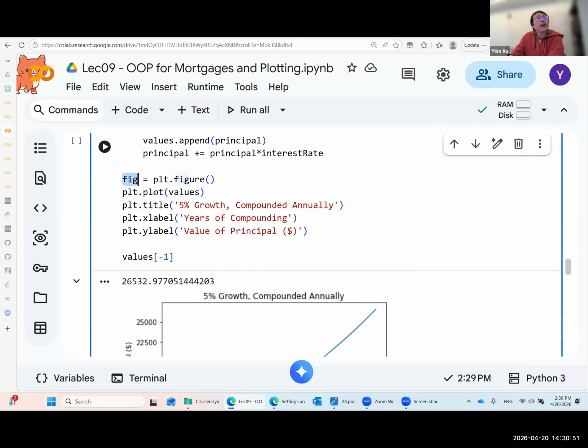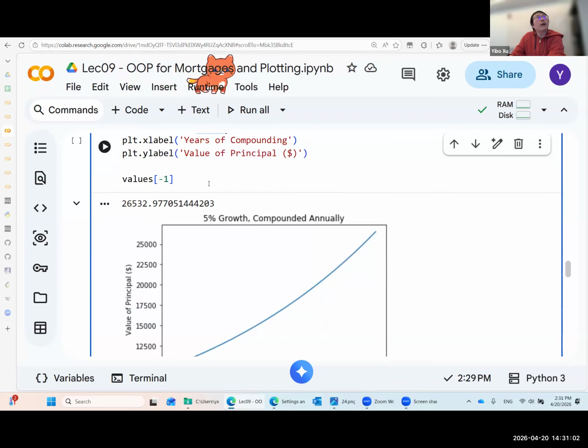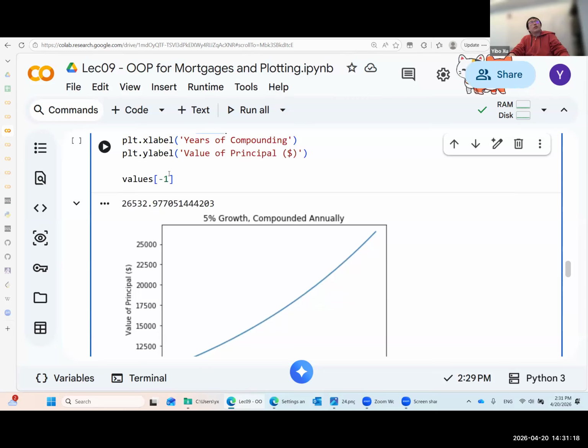This is the figure name. This is plotting the values, which is just a sequence, just a list, and then give it a title, an X label and Y label, so they're directly represented here. That's my X label, years of compounding. That's my Y label, printed vertically, and then the title of the figure. These are really basic things you definitely should play with. And this is the future value after that number of years. So values[-1] is the last entry of your sequence here.